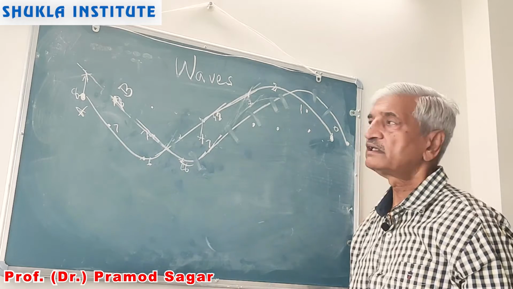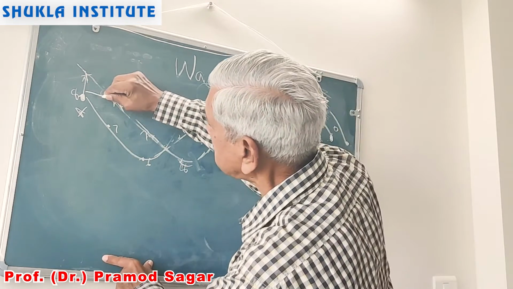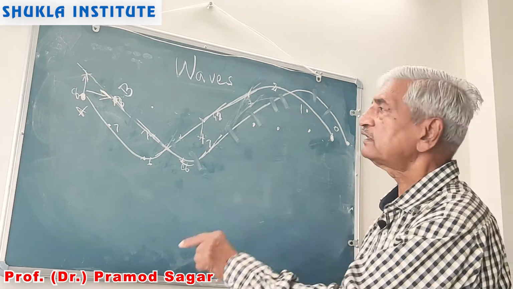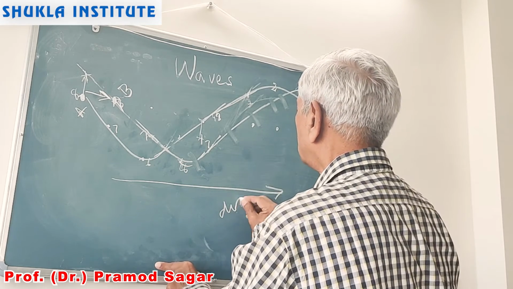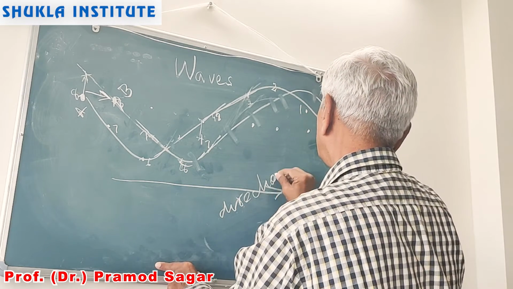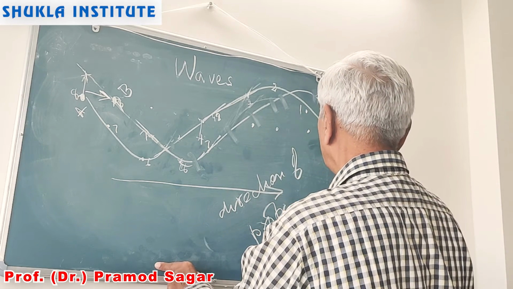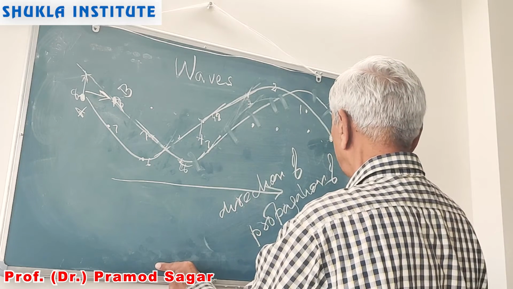Can we say that the wave has shifted from this A to B? So constantly the wave is shifting, and this is the direction of motion, propagation of wave.